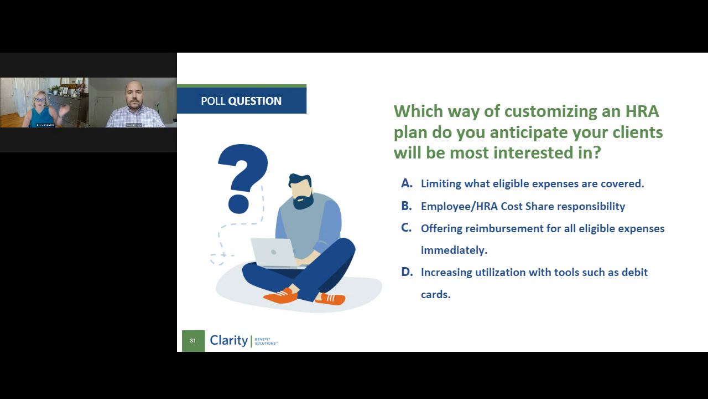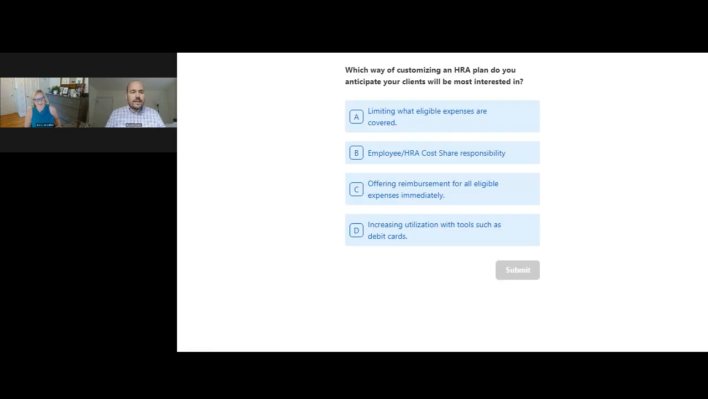And before we delve further into plan design, Eddie, will you take another poll question for us? Absolutely. Next poll question. Which way of customizing an HRA plan do you anticipate that your clients will be most interested in? You can answer this as A, limiting what eligible expenses are covered. B, the employee/HRA cost share responsibility, giving the employee some skin in the game. C, offering reimbursement for all eligible expenses immediately. And D, increasing utilization with tools such as debit cards. So everyone can go ahead and answer this question. We will check out some of the results and then just take a deeper dive on some of these aspects.